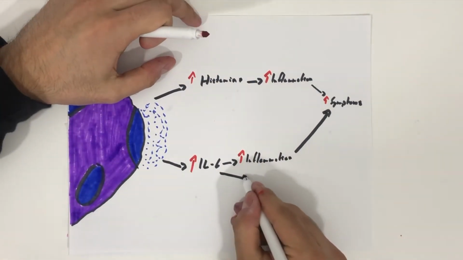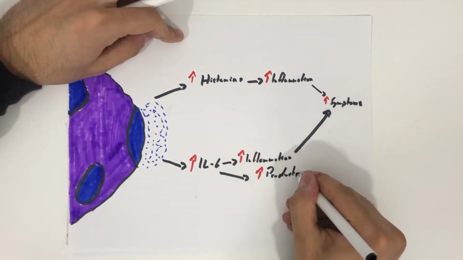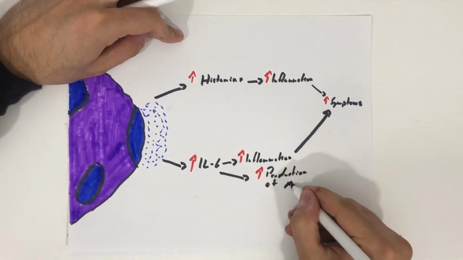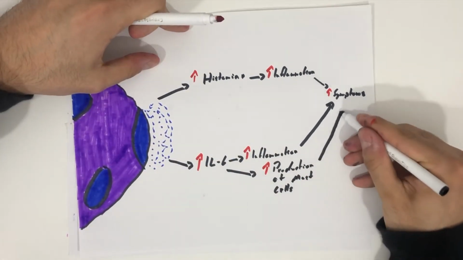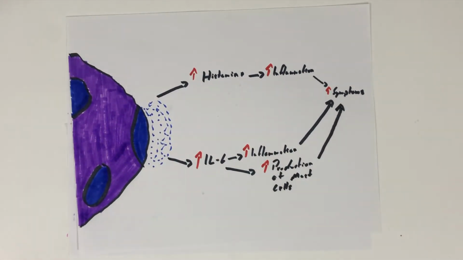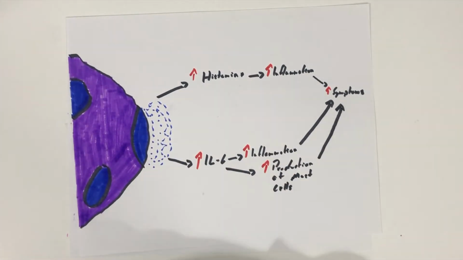IL-6 can be thought of as a middleman in mast cell production, since it's created by mast cells and then also causes more mast cells to be made in the same way. IL-6 production acts as a positive feedback mechanism, leading to more mast cell growth and production, and thus more symptoms as well.